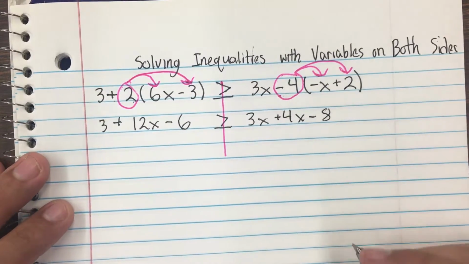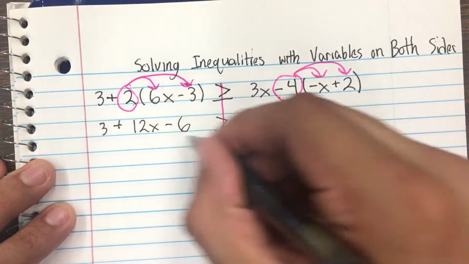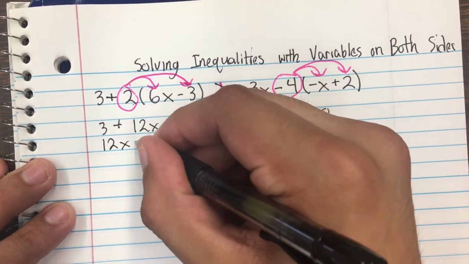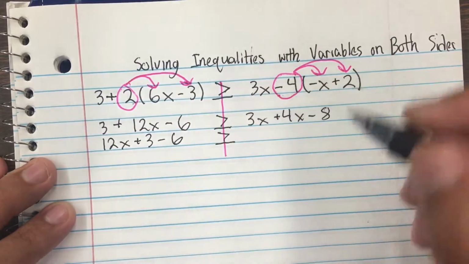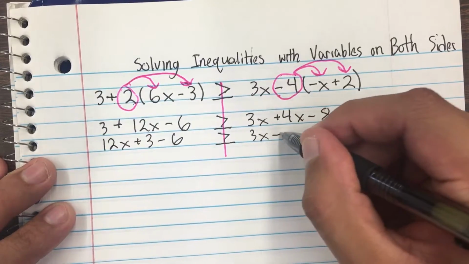Now from there, let's put in descending order so we can combine our like terms. I see an x right there, so I'm going to write it down. 12x plus 3 minus 6 is greater than or equal to. This is already in descending order, so I'm just going to drop it down.